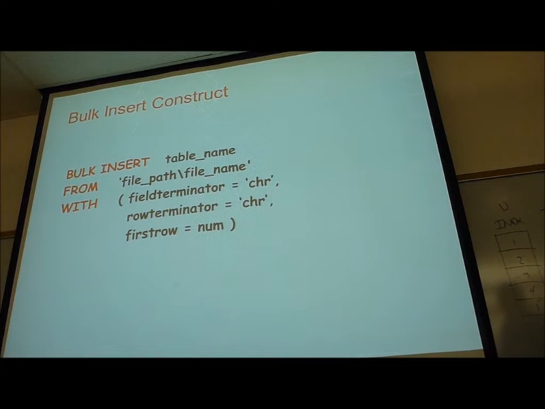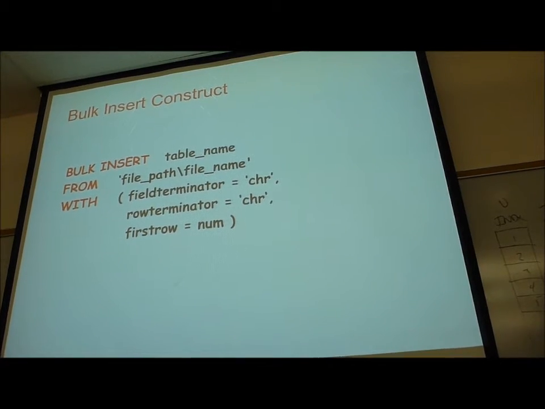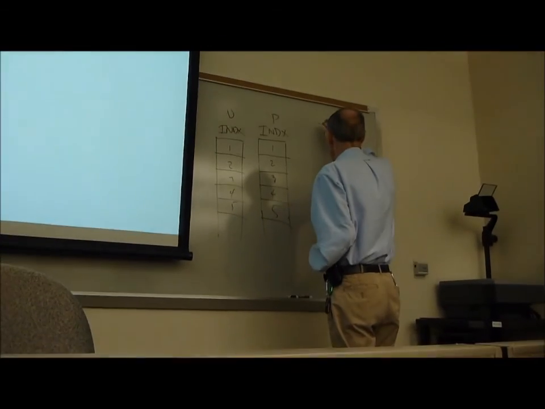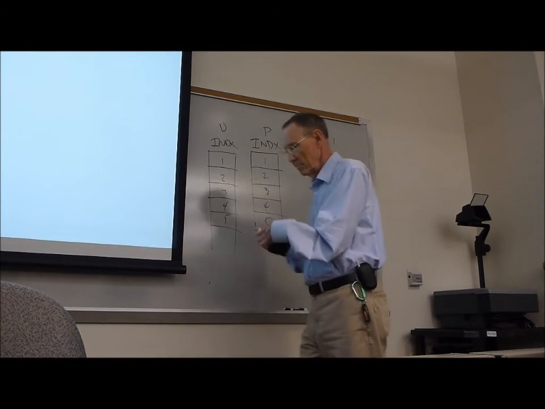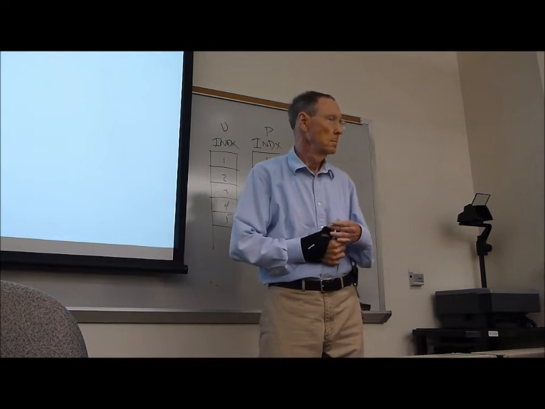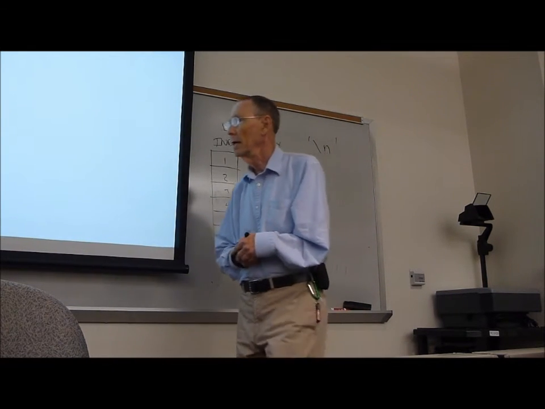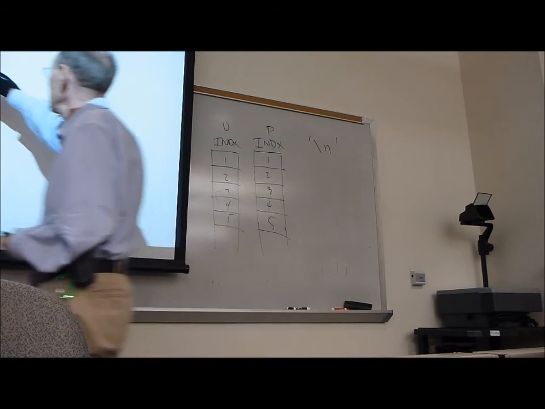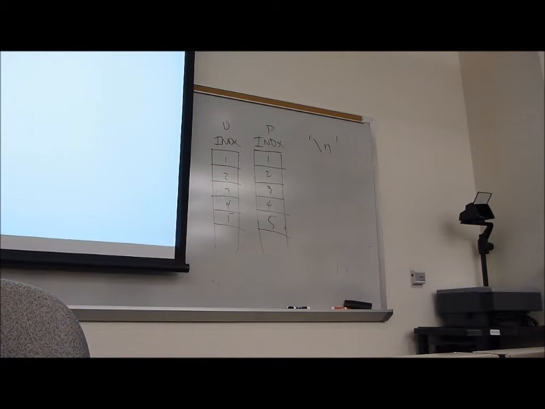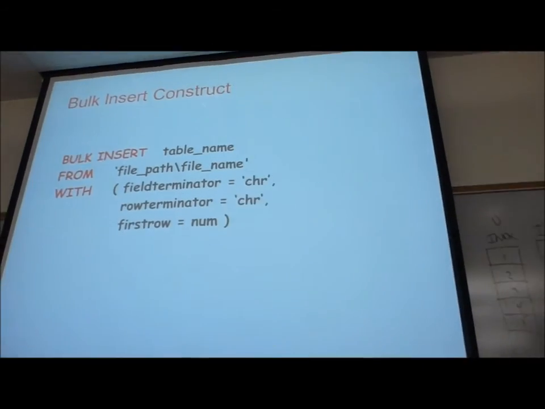For a new line, are you going to use /n, or is there something else? That's what you're going to use, backslash n. I forget it, but I've got it. The character for new line is backslash n. Where would that go? Right here, the row terminator. Okay.